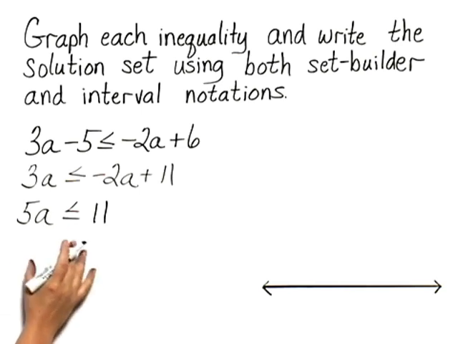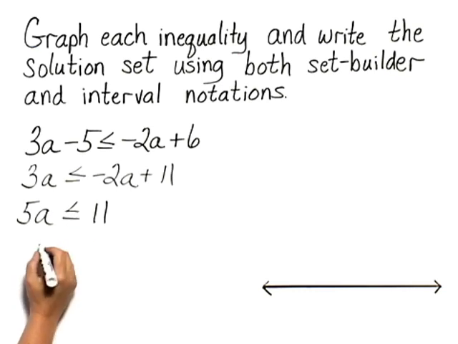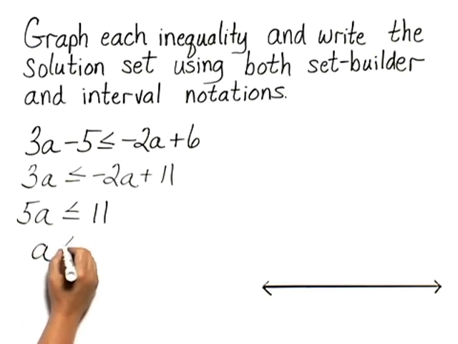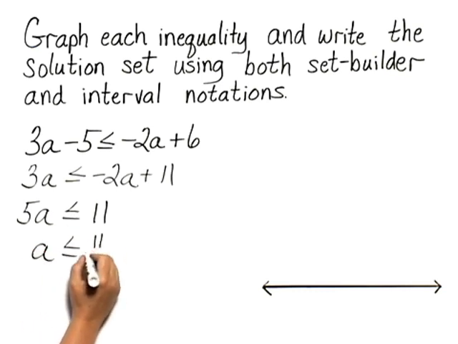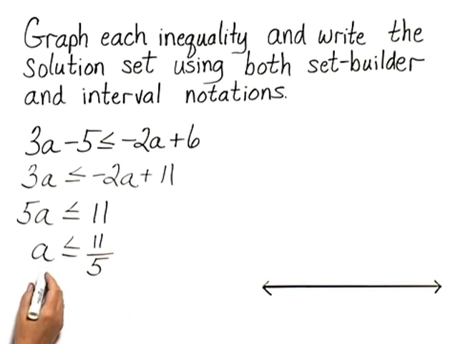Since I'm multiplying by a positive number, I do not change the direction of the inequality symbol, and I have a is less than or equal to 11/5. The solution of this inequality would be all numbers that are less than or equal to 11/5.